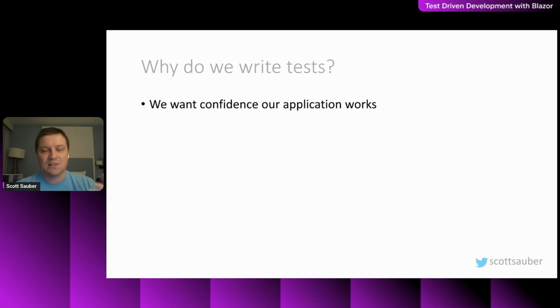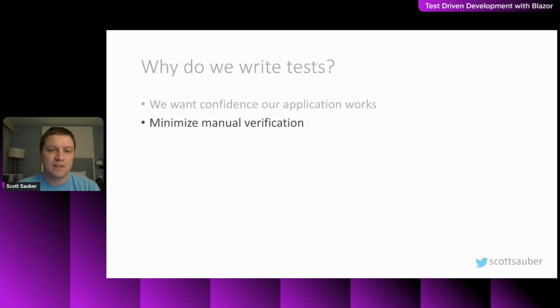And how bugs come about is we make a change to this part of the application over here, and it has some unintended side effect. Maybe it's in a completely different part of the application. Maybe it's in the same part, whatever the case is. So we want confidence that when we make these changes to our applications, everything still works how we expected. This also minimizes manual verifications.